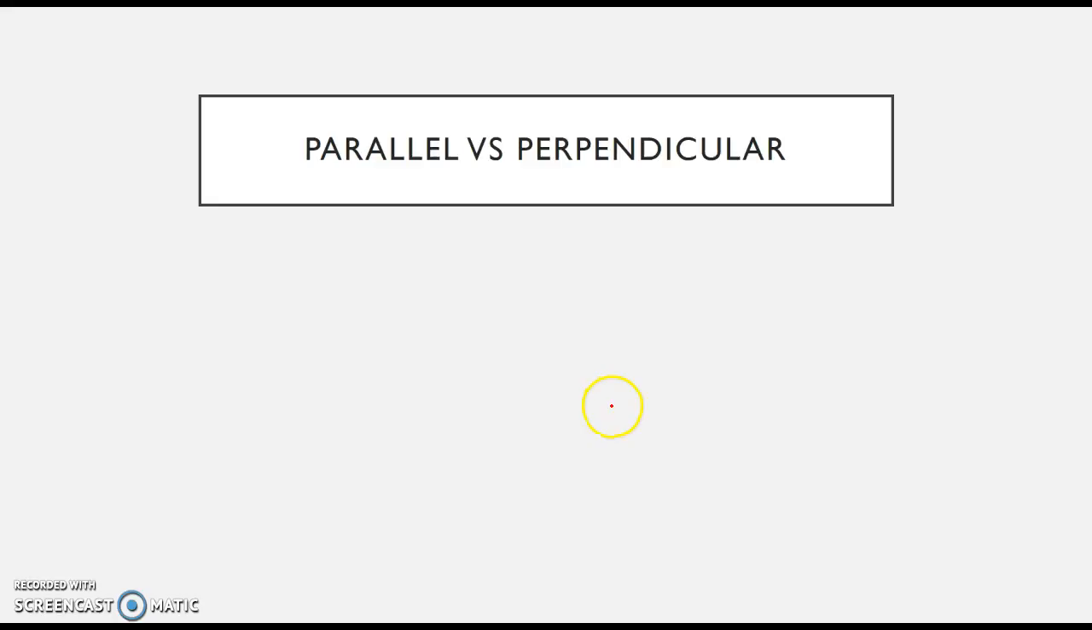Parallel versus perpendicular. Okay, so remember, parallel lines, they're never going to touch. Perpendicular lines, they're going to intersect, and they're going to make that right angle. Parallel lines have the same slope. And perpendicular lines, their slopes are opposite reciprocals.